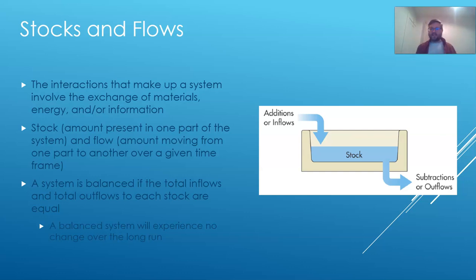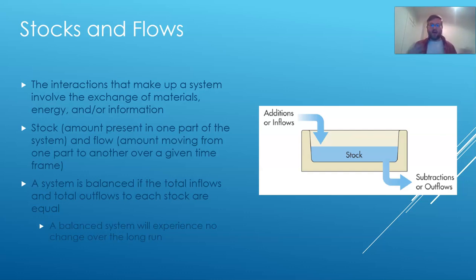So if your system is in balance, if those inflows are equal to the outflows, your system will experience no change over the long term. There may be short-term cycles and fluctuations, but over the long run, if you have balance in your system, if your inflows equal your outflows, then the size of your stocks will remain the same, and so the system will not substantially change over time.